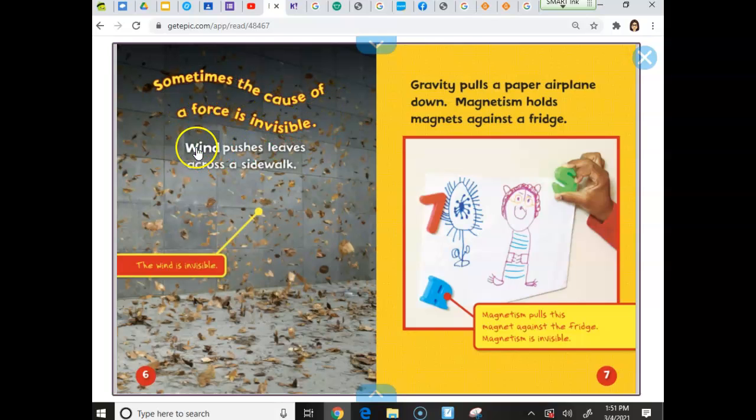Sometimes the cause of a force is invisible. Wind pushes leaves across a sidewalk. The wind is invisible. Gravity pulls a paper airplane down. Magnetism holds magnets against a fridge. You guys learned about magnets in first grade. Magnetism pulls the magnet against the fridge. Magnetism is invisible.